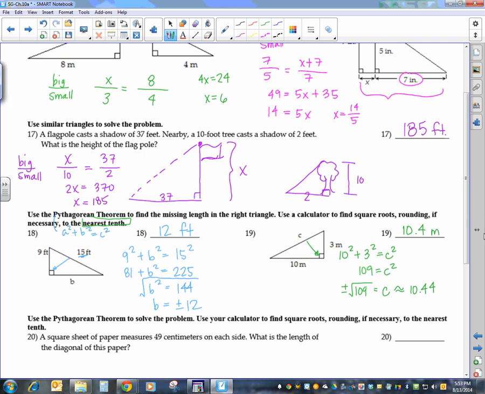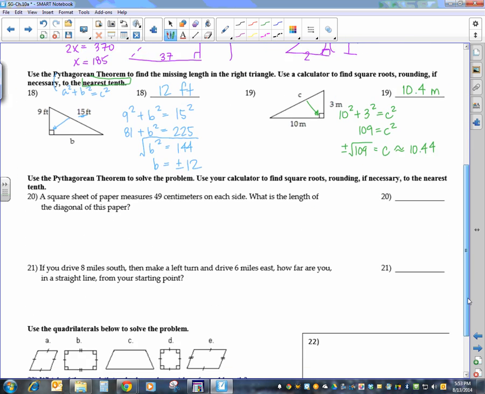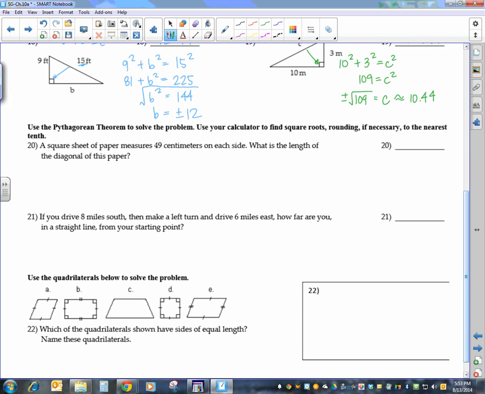Another Pythagorean theorem. You have a square sheet of paper that measures 49 centimeters on each side. So 49, 49, 49, 49. What is the length of the diagonal? So I'm looking for this right here.